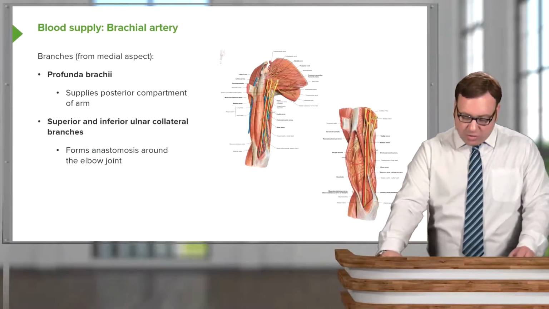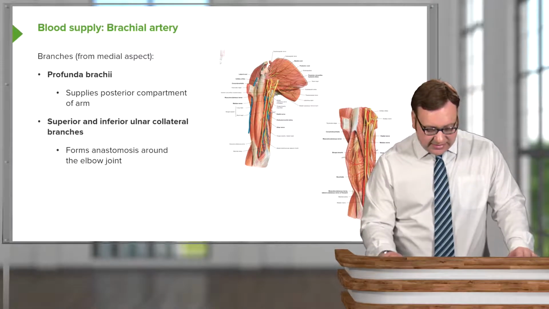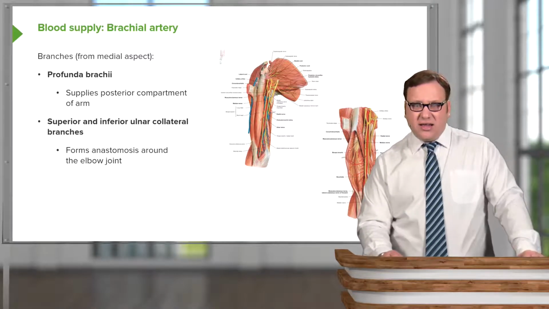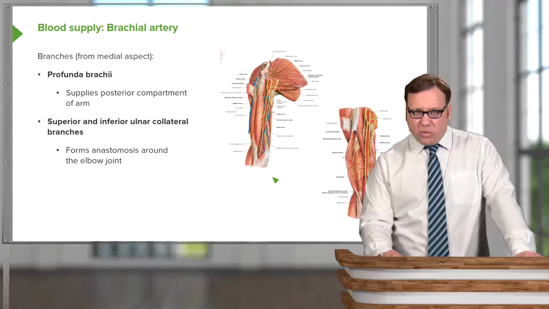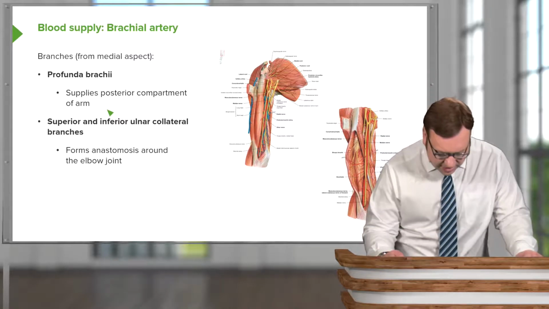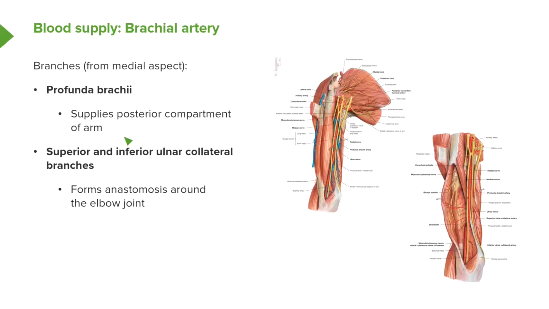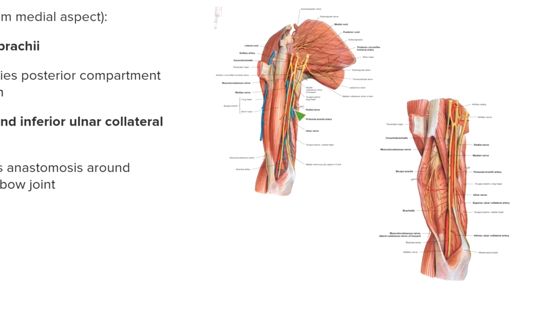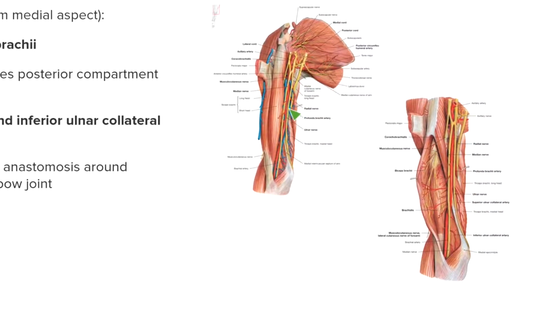Coming away from its more medial aspect, we have profunda brachii, and profunda brachii is an important artery as it supplies the posterior compartment. So we have profunda brachii. We can just about make out that passing here. We'll see that in greater detail when we look at the posterior compartment.